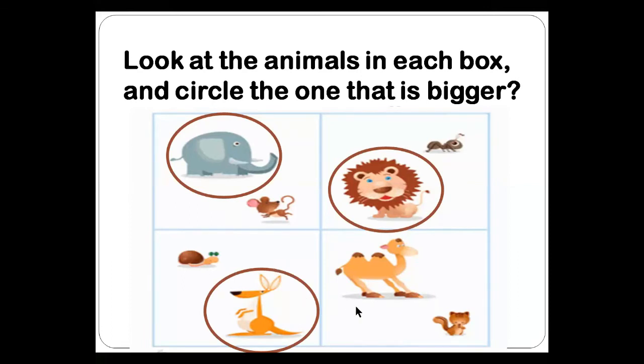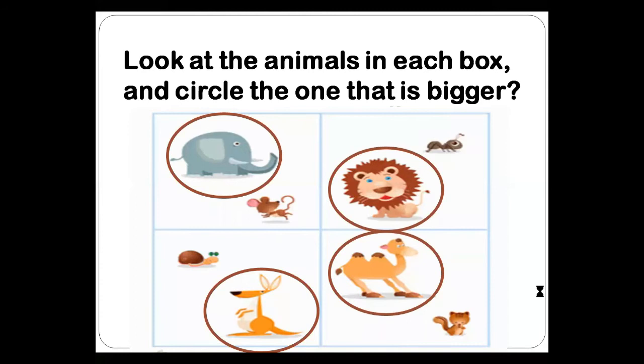In the fourth one, we have a camel and a cat. Which one is bigger? Cat? No, cat is smaller. Who is bigger? Camel is bigger. So we will put the circle on the camel. Hope you have remembered these things. You have learned these things before. This was the first division about comparison.